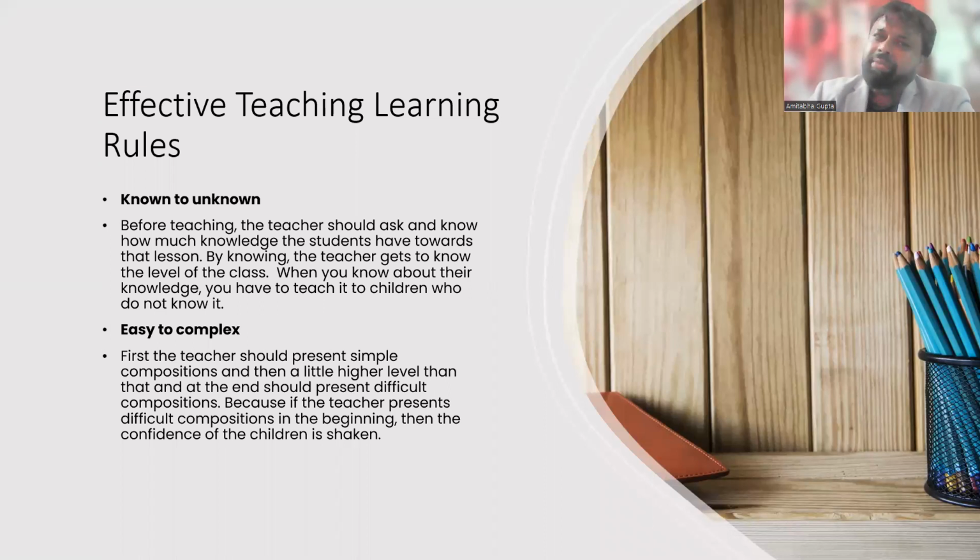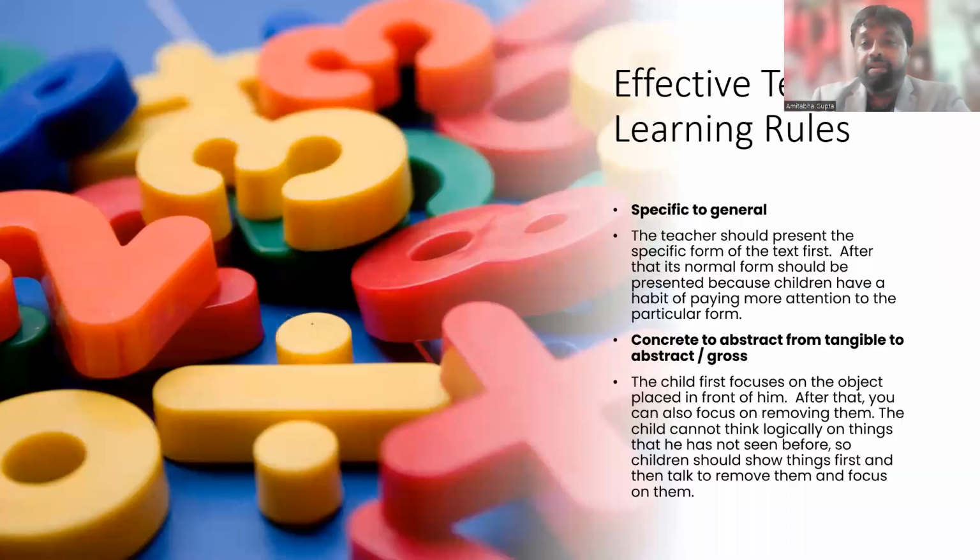Now let us understand some of the effective teaching-learning rules. Number 1, known to unknown. Before starting your class on a particular concept or topic, if you can understand the knowledge level of the students on that topic, it will be easier for you to deliver your lecture. Easy to complex. Whenever you are starting a concept, start with the easy things, followed by moderate, then the complex. Because if you start with the complex things, it can shake the confidence level of the students.